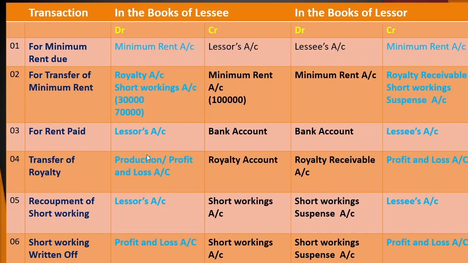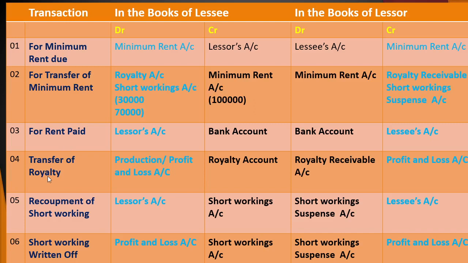Again, the opposite entry. Lessor's account is debited in the books of lessee, and we have to credit the bank. But here, in the books of lessor, we record lessee's account. Here lessee has to make the payment, so the person who makes the payment is credited. And bank account debit, so here lessor is going to receive the amount, cash comes in, so it is bank account debit. So bank account debit to lessee's account.